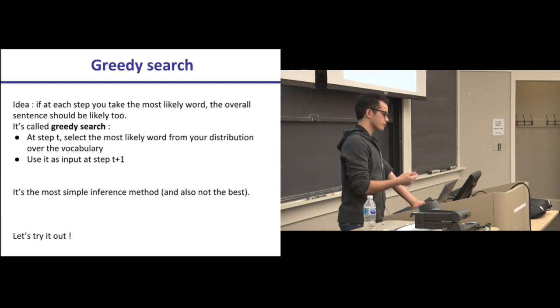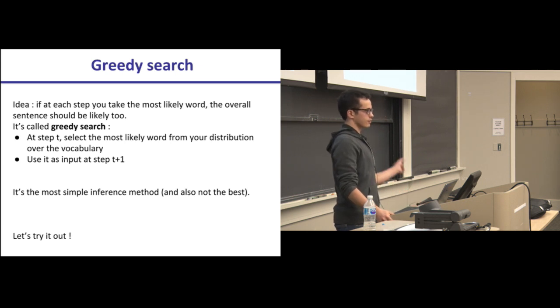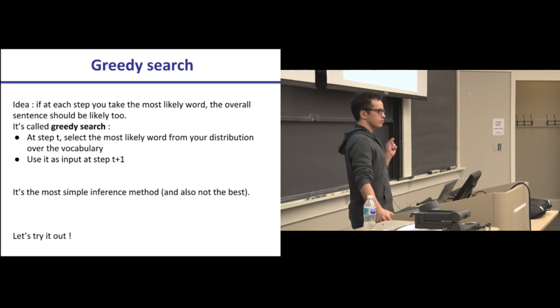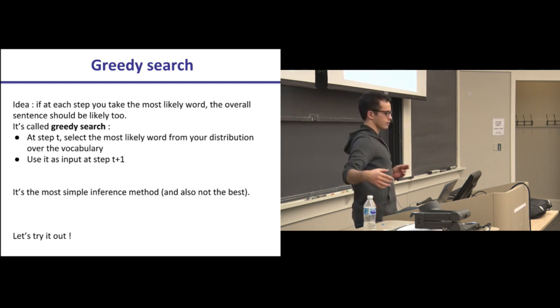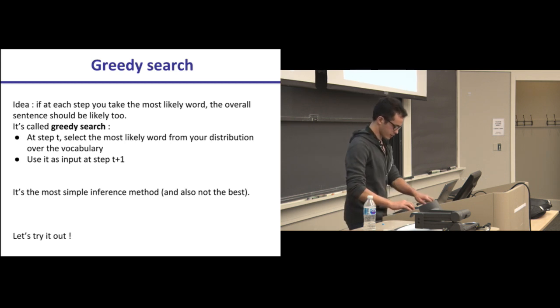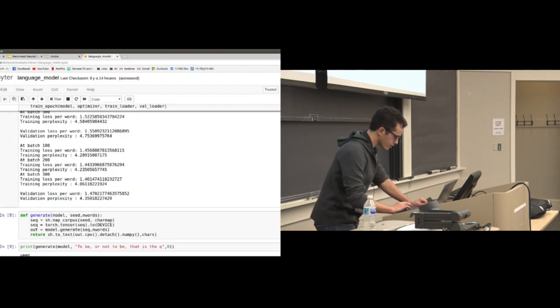So it's called greedy search because the idea behind it is just a greedy algorithm where, at each of your steps, you take the thing that seems the least stupid to do, and you hope that the whole result is not stupid either. It's called an inference method because inference means you use your model to actually infer an output in an approximated way. It's not very good. We're going to see right now that it's not very good.